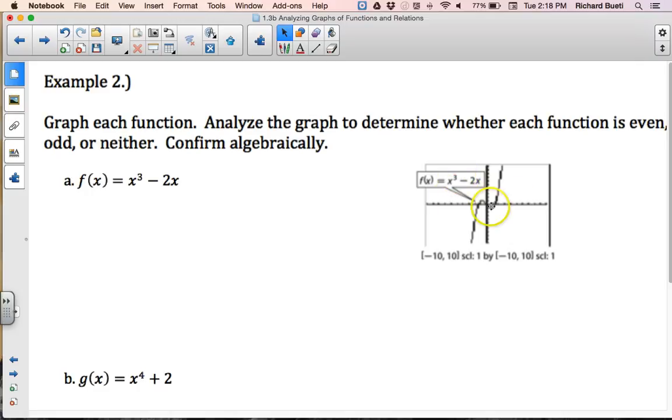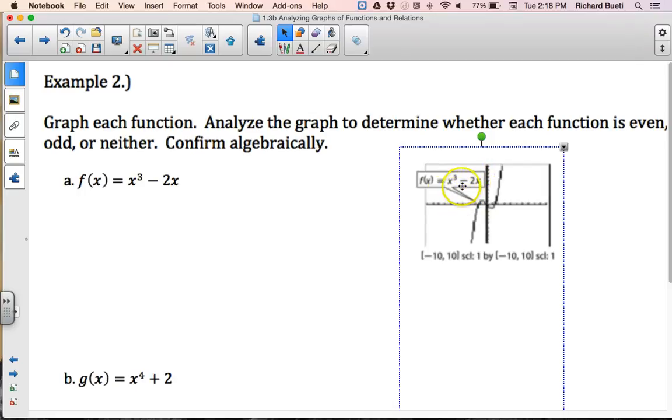It definitely does not have symmetry with respect to the y-axis. I can't fold along the y-axis and get the original function back. But if I really wanted to, I could try to turn the graph around or turn it upside down and see if I get the original graph back. So I'm making a guess that this looks like an odd function. Let's actually support that claim algebraically.